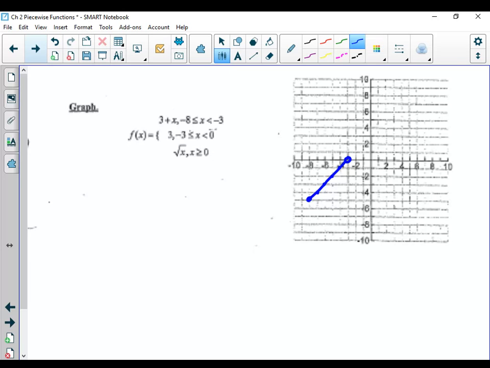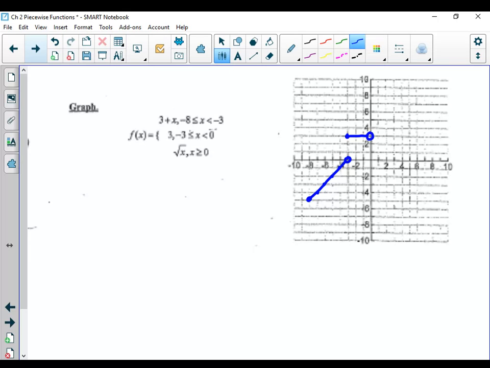Well, then the next part says I'm going to have an output of 3, starting at -3, and going to almost 0. So at -3, I'm going to have an output of 3, and it's going to stay there until I get to 0, where I'll put an open circle. Then it says I'm going to have the square root of x for all the values at 0 or larger.